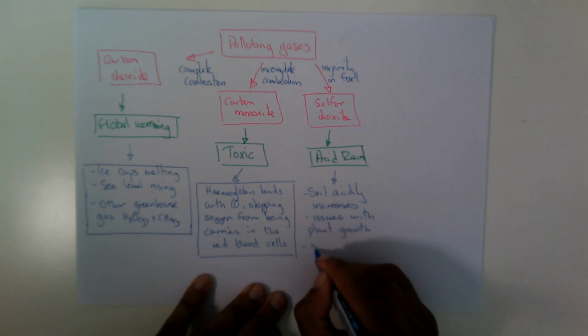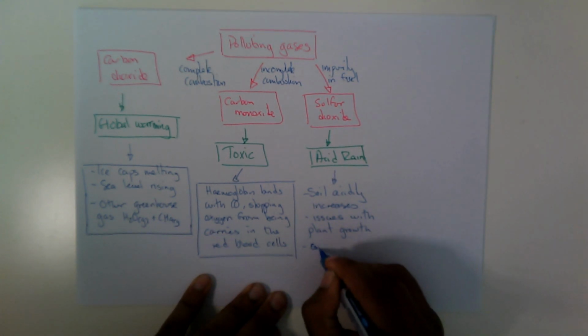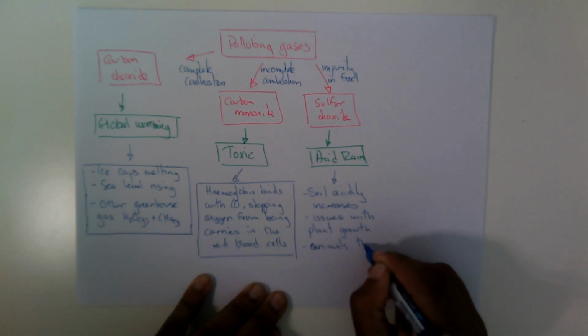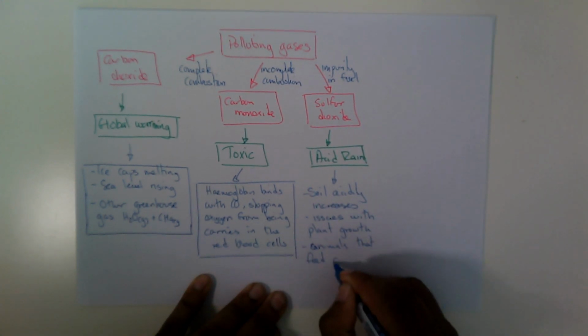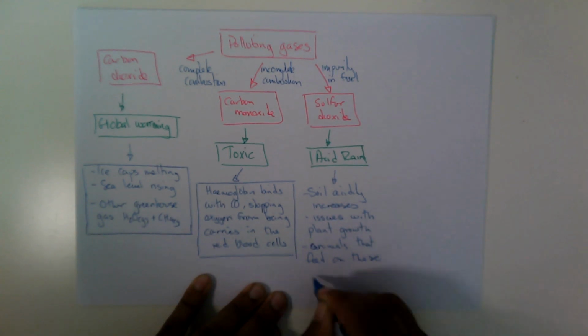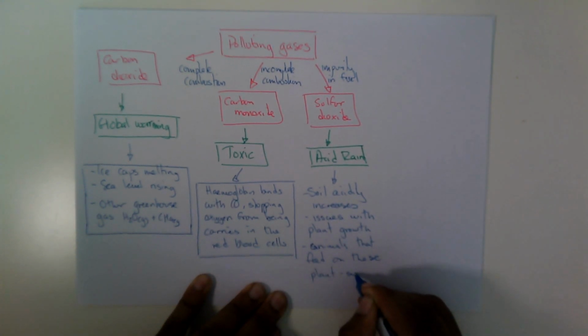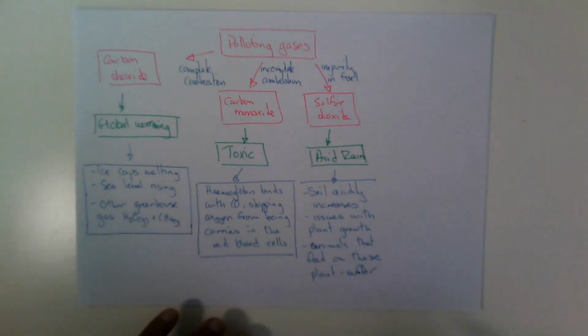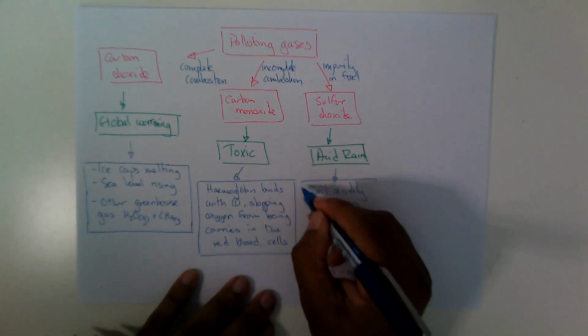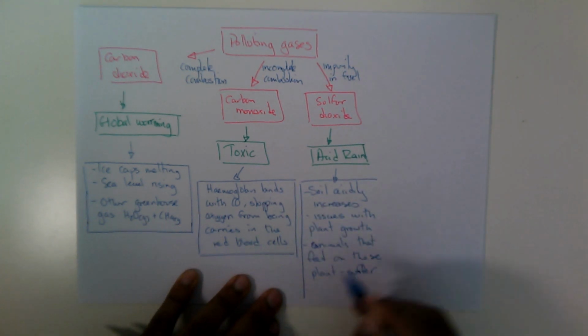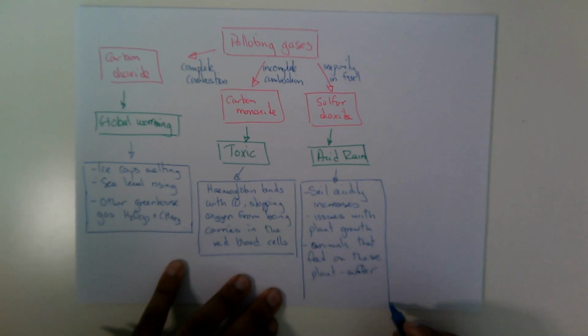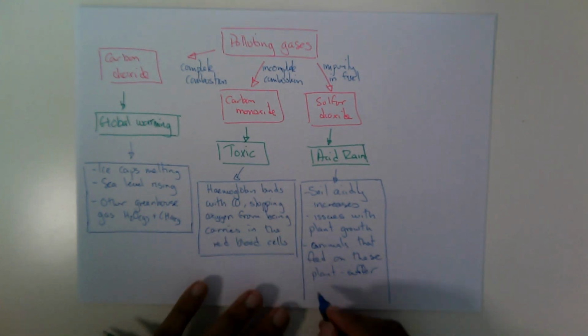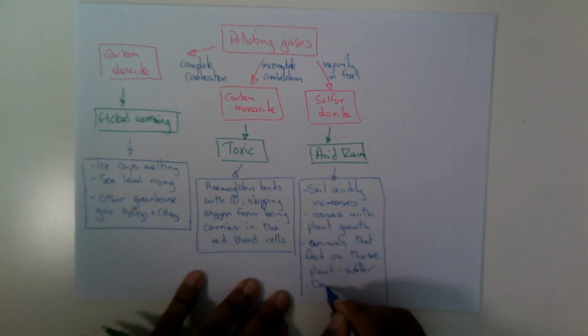If there are issues with plant growth, the animals that feed on those plants will also suffer. So that's one of the main reasons, but there are other reasons. Acid rain can damage buildings. Historic buildings are usually made of limestone, and acid rain can cause damage to these buildings. Okay.